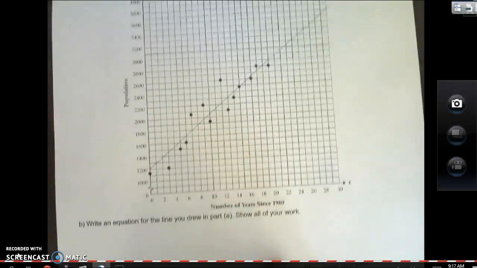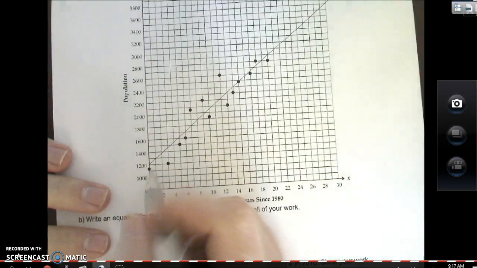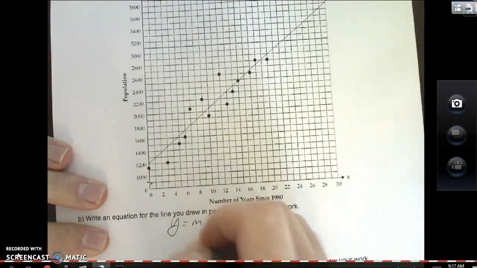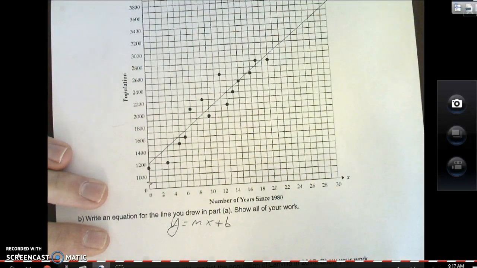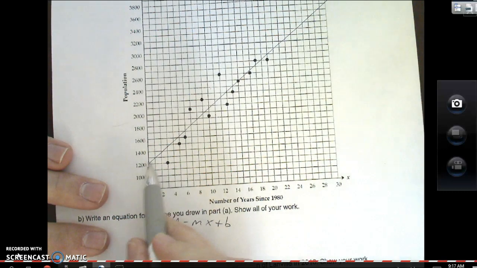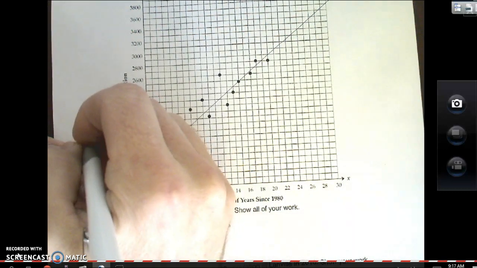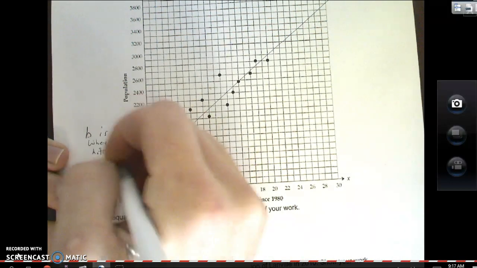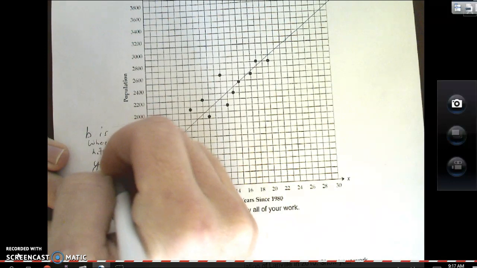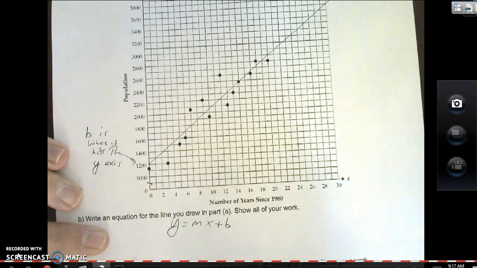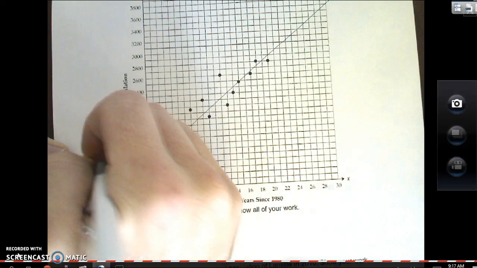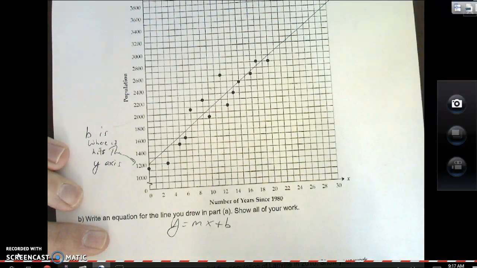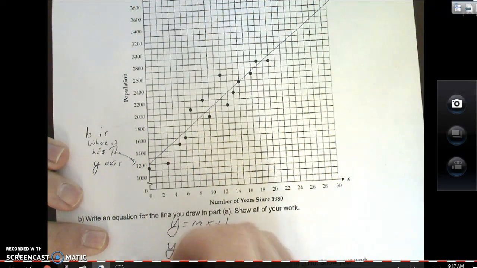Write an equation of the line you drew in part A. Now, I need two things. I need an M and I need a B, okay? So the B is pretty easy. Where is my line hitting the y-axis? B is where it hits the y-axis, okay? This is the word hits, by the way. My handwriting's terrible. So my line's hitting at roughly 1200. So my plus B down here is plus 1200.